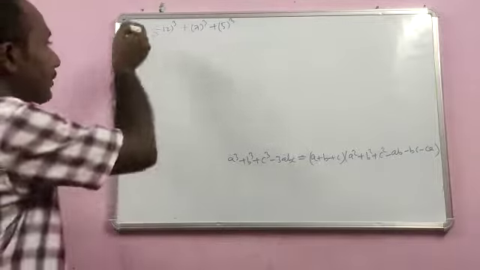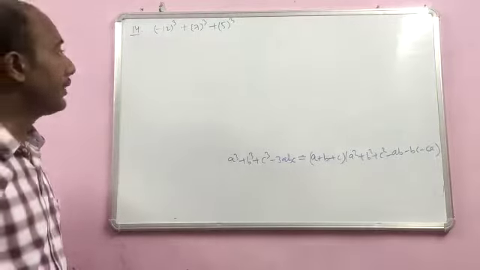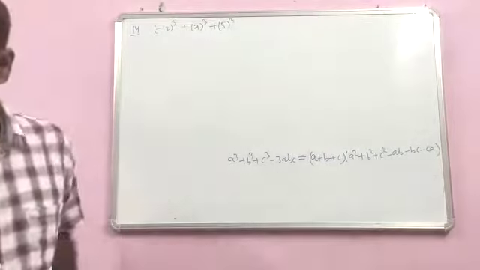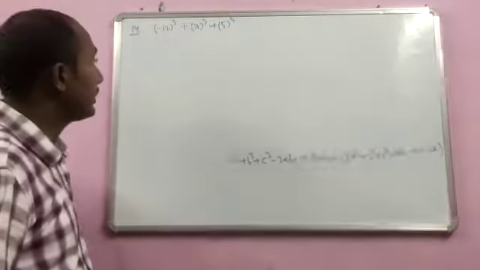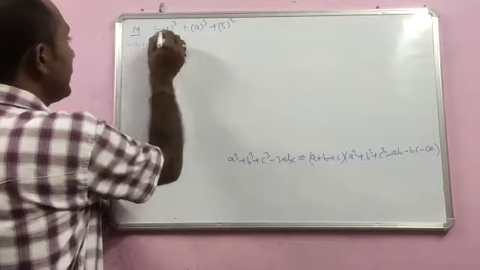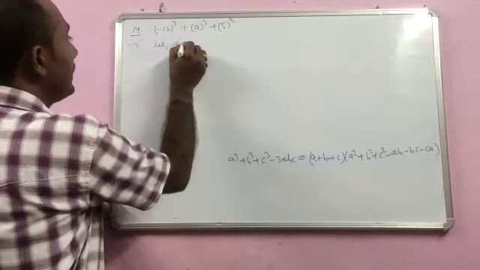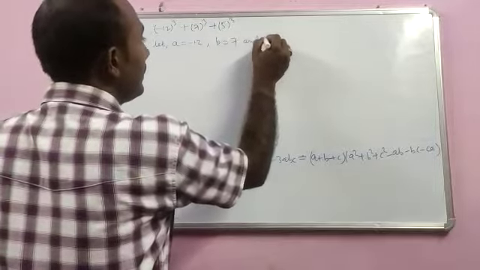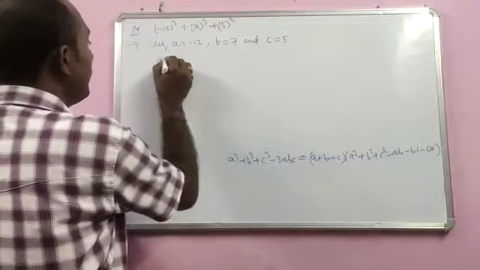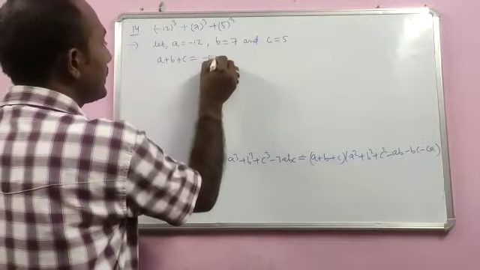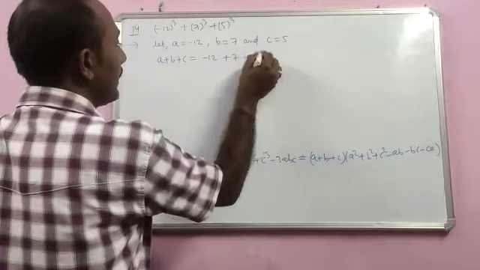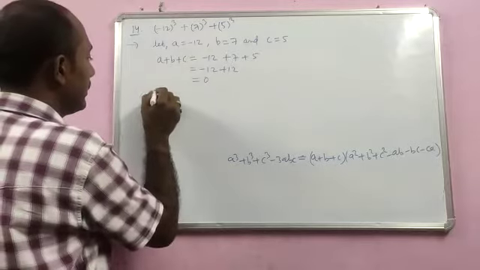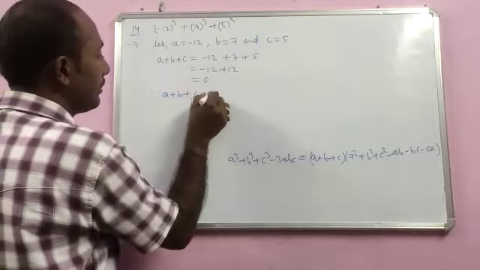So let's go for one last question from that exercise, question number 14. Minus 12 cube plus 7 cube plus 5 cube. You have to find its value without actually calculating its cube. So let A be equal to minus 12, 7 as B and 5 as C, and if you calculate A plus B plus C, it is minus 12 plus 7 plus 5. This is minus 12 plus 12, which is equal to 0. So here A plus B plus C is equal to 0.